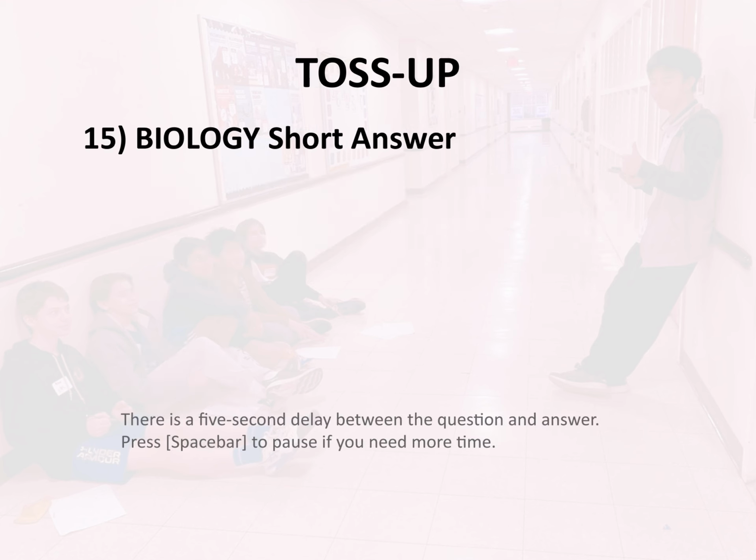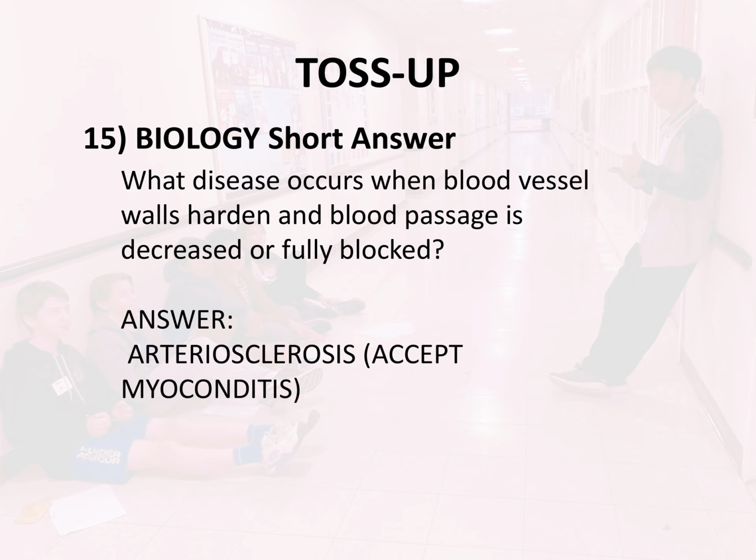Toss-up 15. Biology. Short answer. What disease occurs when blood vessel walls harden and blood passage is decreased or fully blocked? Answer. Arteriosclerosis.